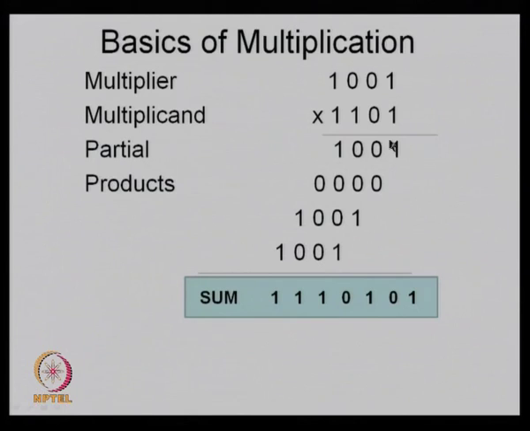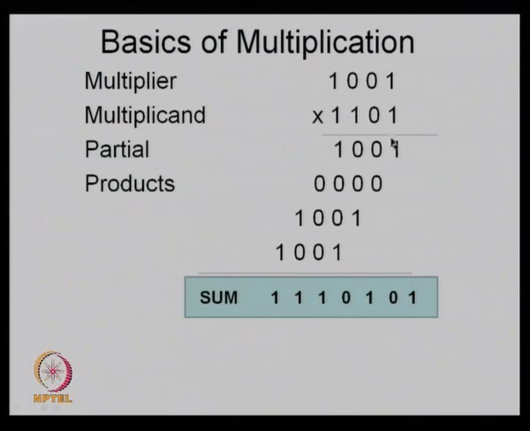The way we do it, we take the multiplier's first bit, multiply it with each bit of the multiplicand and write it here, and then shift for the next bit multiplication and write down the partial products. We keep writing partial products for each bit of the multiplier, and then finally we add vertically to get this number, 1110101. Since this number is 117, we know basically what we did.